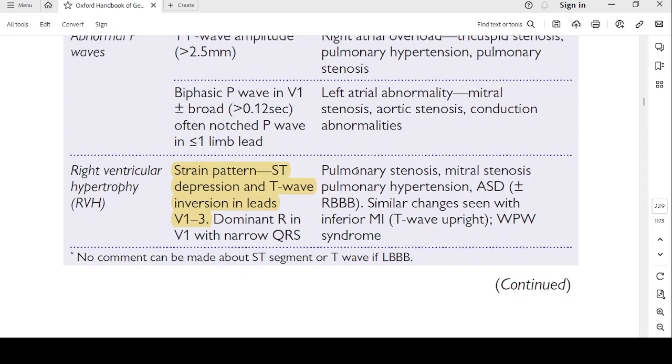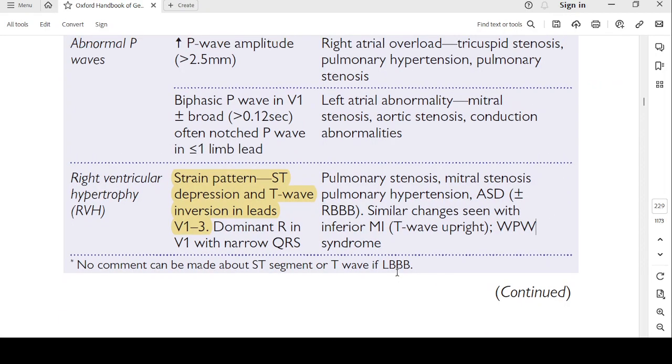What are the causes of right ventricular hypertrophy? So there is a right heart overload, right pumping overload. So either there is a stenosis like in pulmonary stenosis, or mitral stenosis, there's pulmonary hypertension, there's an ASD which is causing more flow into the right ventricle. Similar changes are seen with inferior MI, but there the T wave is upright with a strain pattern, and WPW syndrome, right ventricular hypertrophy.